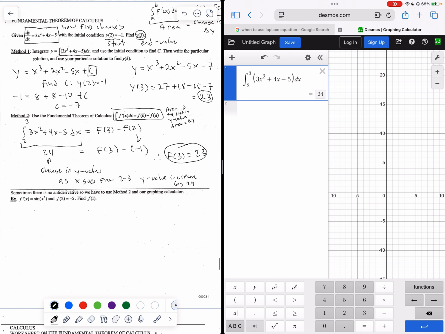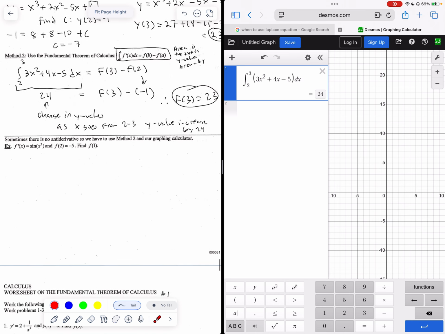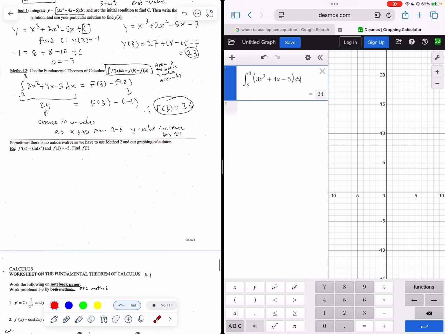Sometimes there is no antiderivative. So for the first example that we've done, we could do this either way. We could use method 1, finding C, which again, it's easy, it's fun, you can do this. It takes a little bit more work for us. Or you can do method 2, which is just really quick because I'm just going to use Desmos or a calculator to get that information anyways for us. For the next one, though, we can solve. So let's take a look here.